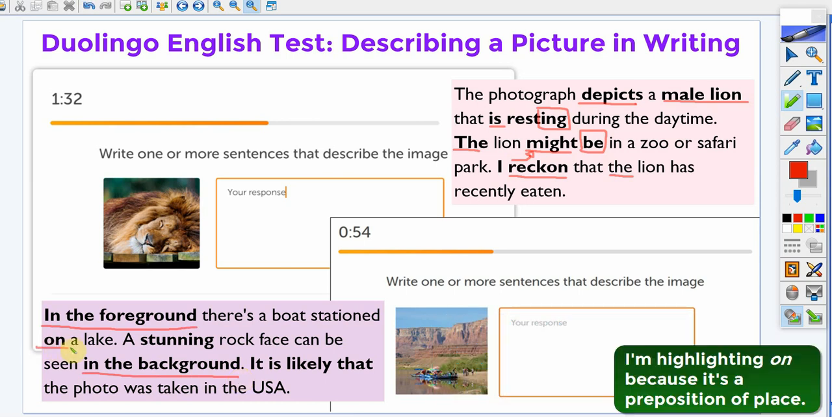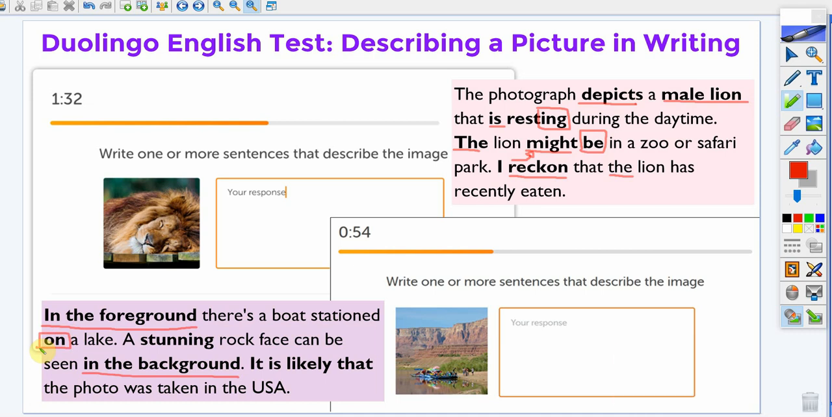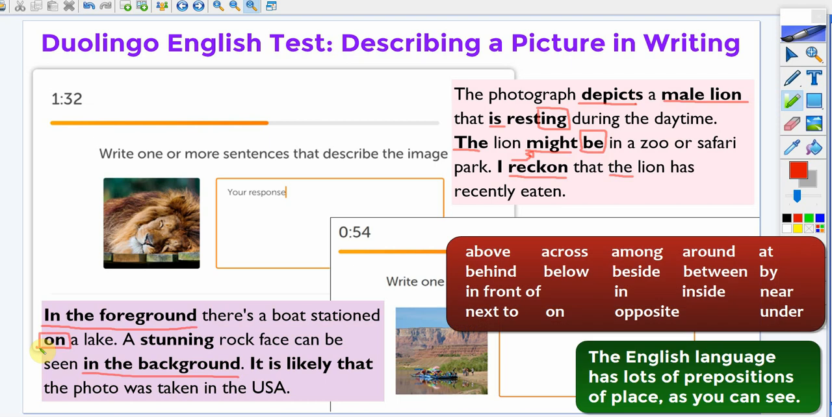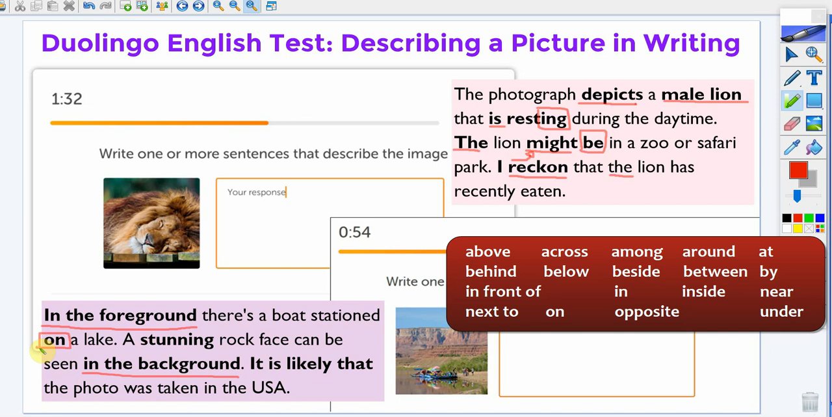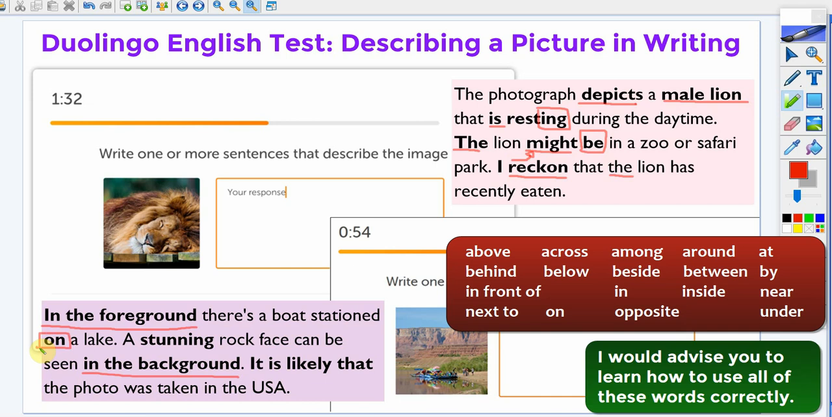I'm highlighting on because it's a preposition of place. The English language has lots of prepositions of place, as you can see. I would advise you to learn how to use all of these words correctly.